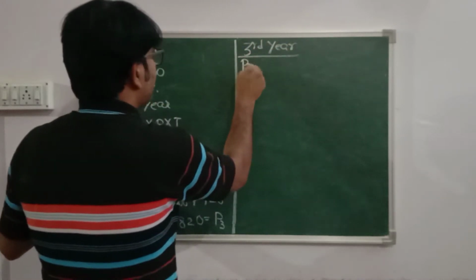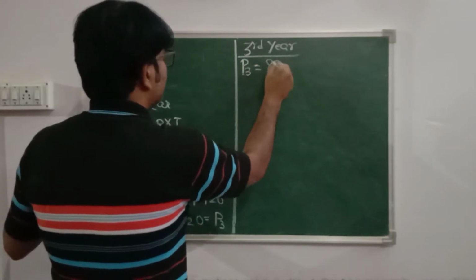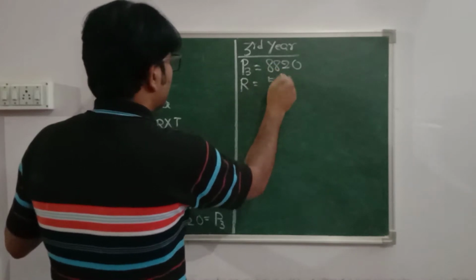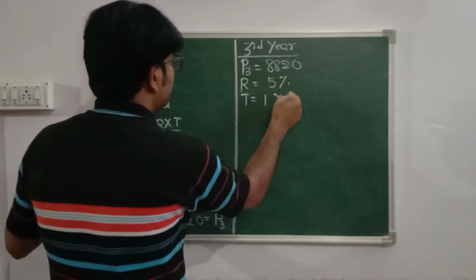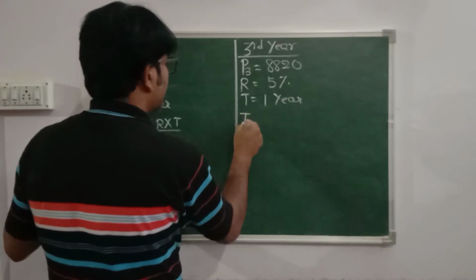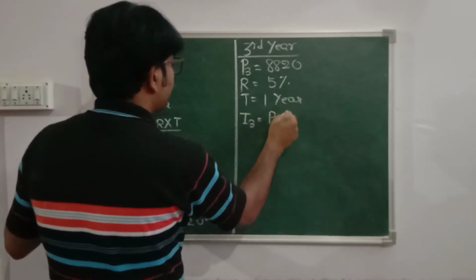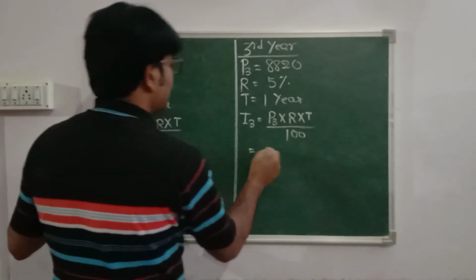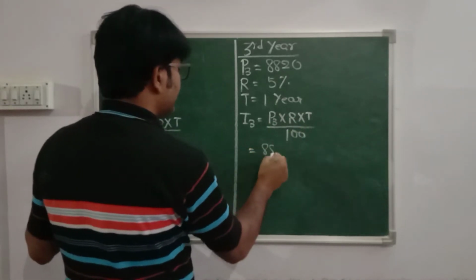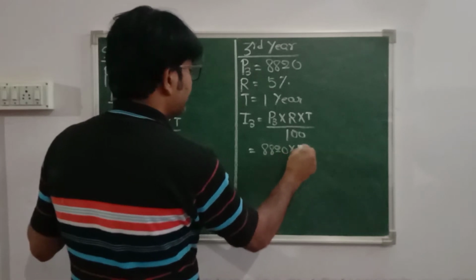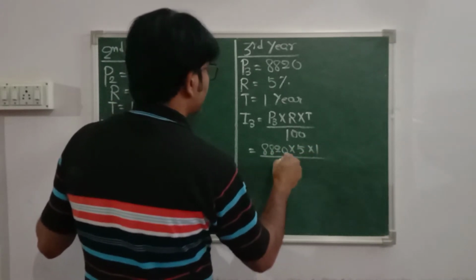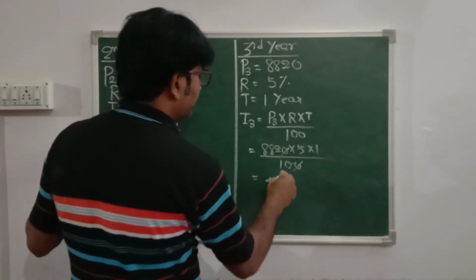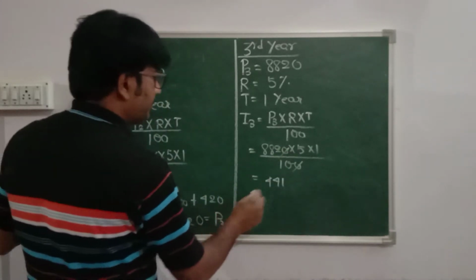we have P3 equals 8820, rate equals 5% and T equals 1 year. So I3 is P3 into R into T by 100. So what is I3? That is 8820 into 5 into 1 by 100. So the interest is coming to 441.